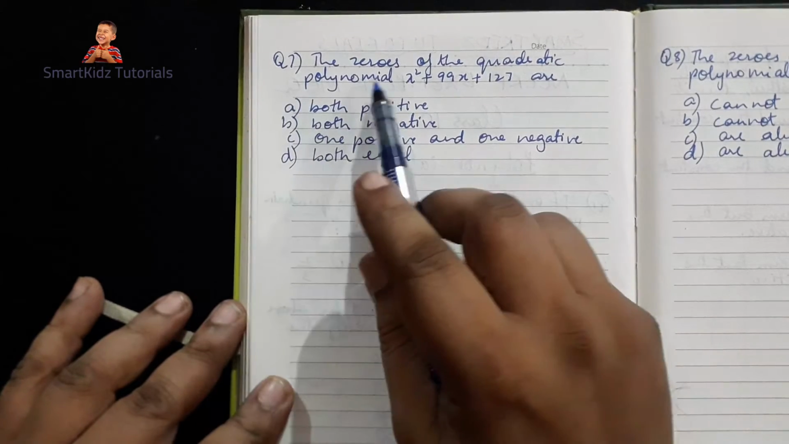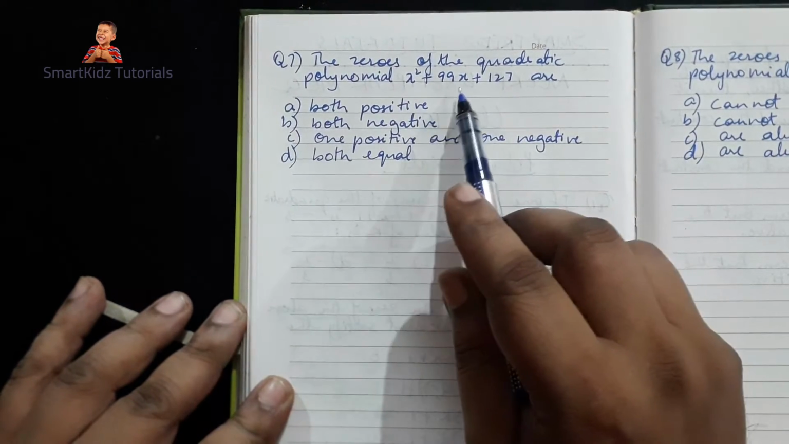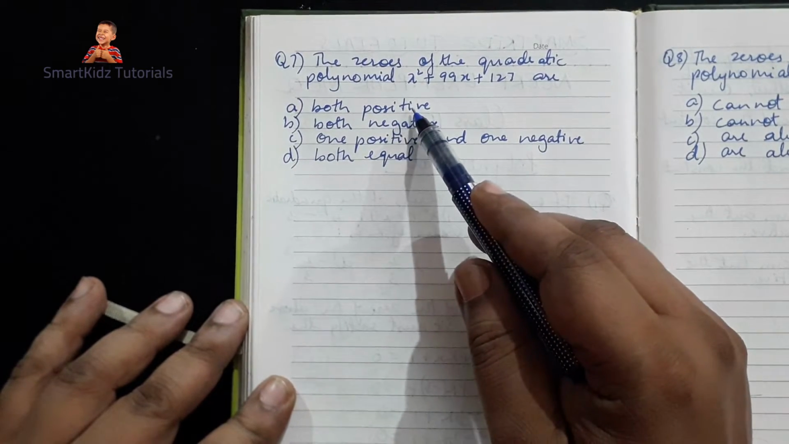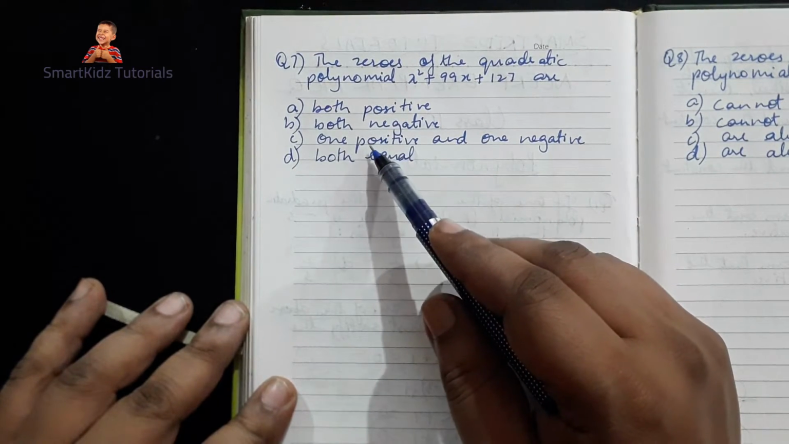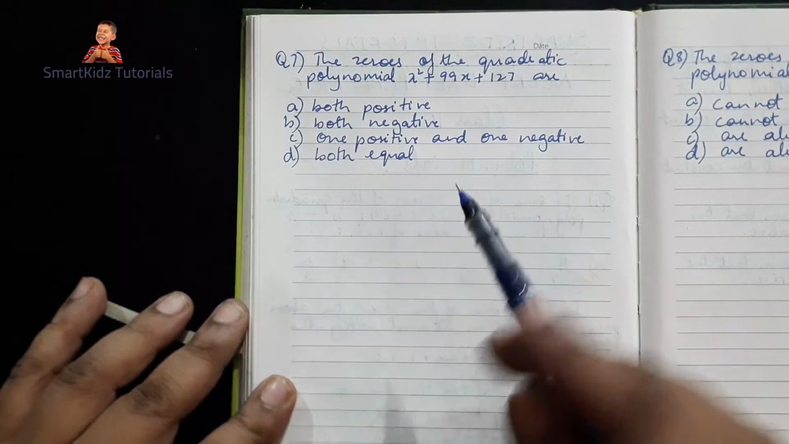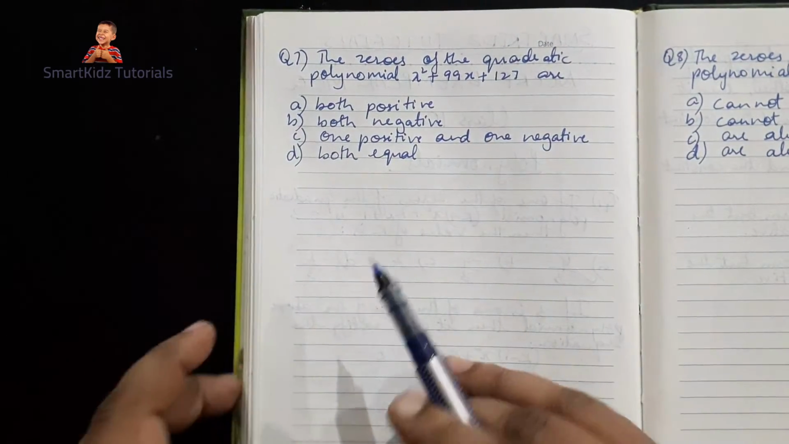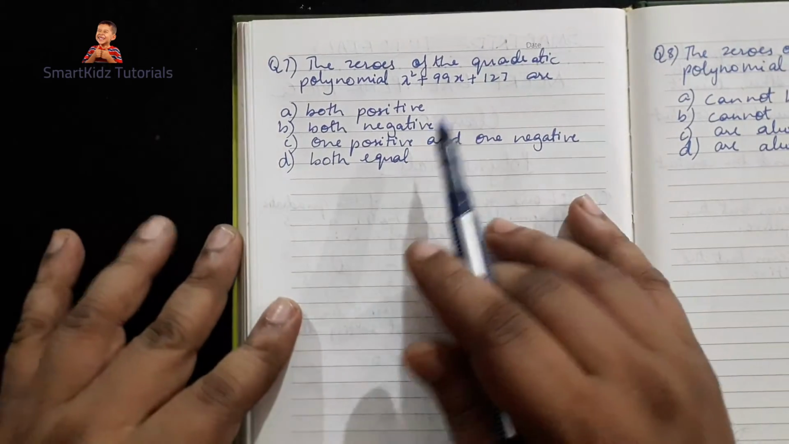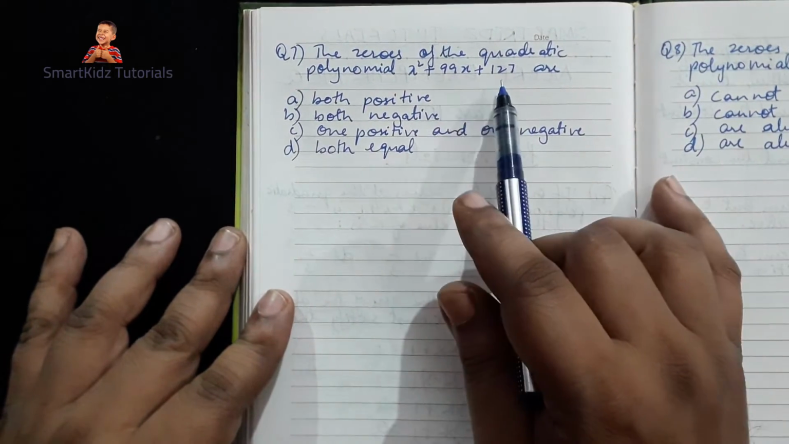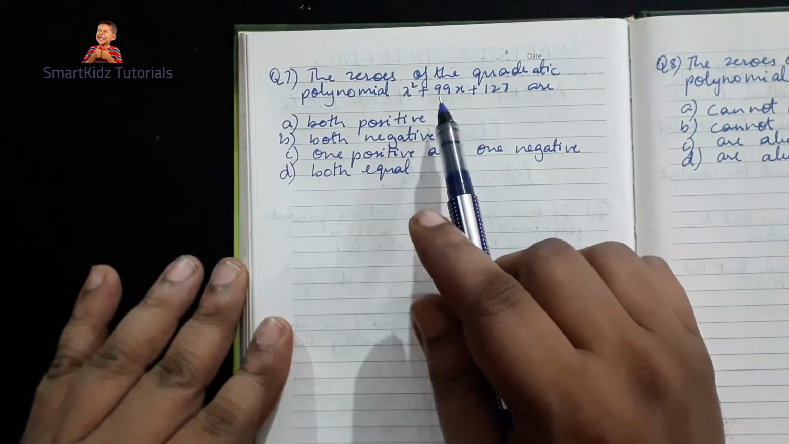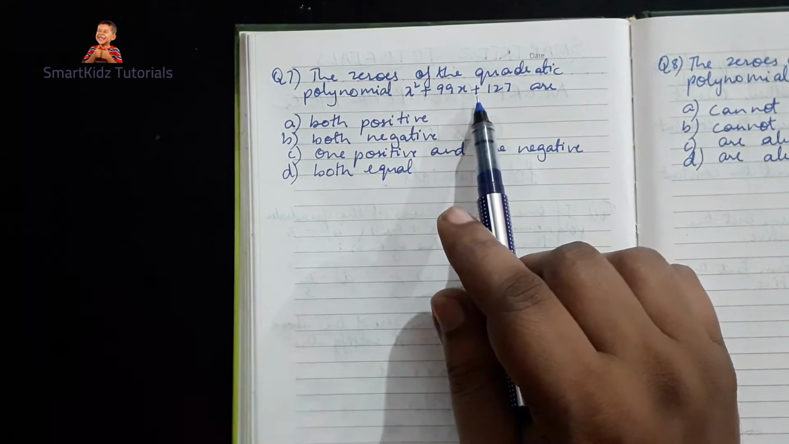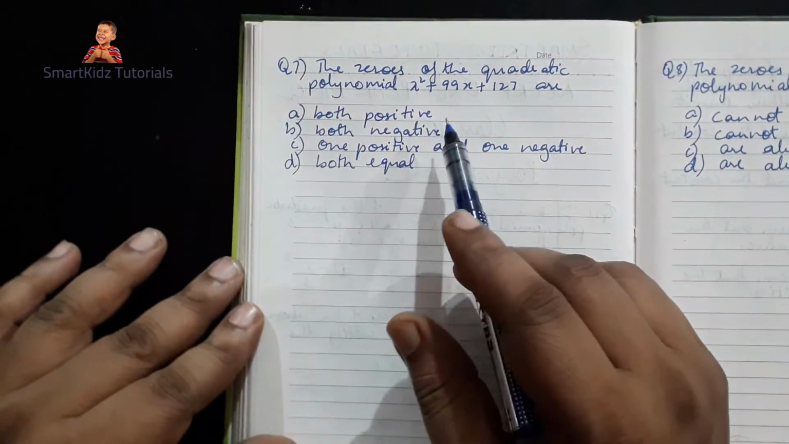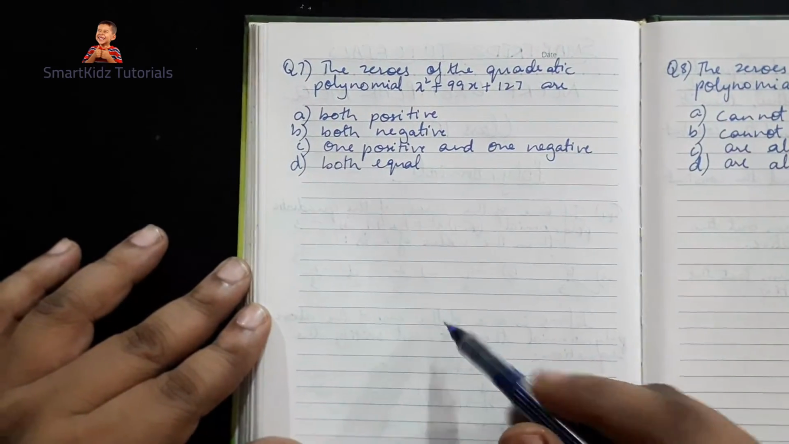Next question, question 7. The zeros of the quadratic polynomial x square plus 99x plus 127 are either both positive, both negative, one positive and one negative, or both equal. Well, looking at it, definitely you can say that they are not equal, and that both have got to be negative. When there is a positive sign here, the zeros should come as negative.